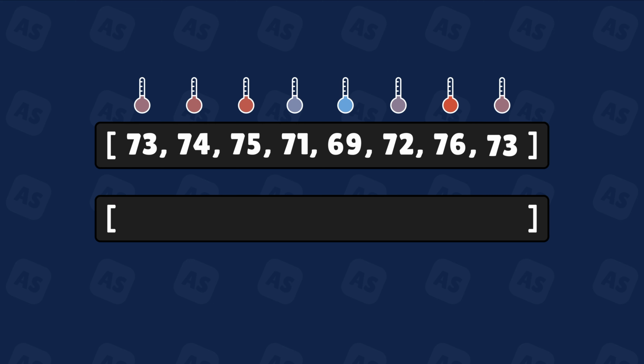For example, if we look at the first day, the next warmer temperature is 74, so we only need to wait 1 day. For the second day, it's also just 1 day. However, for the third day, we need to wait 4 days. And so forth for the other days. If there are no future warmer temperatures, such as on the last 2 days, we simply place a 0.